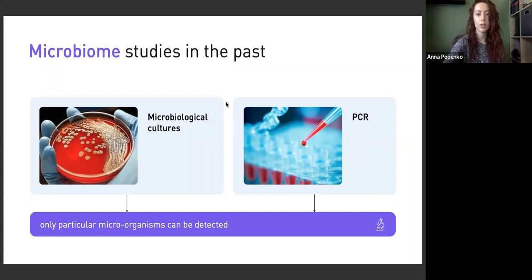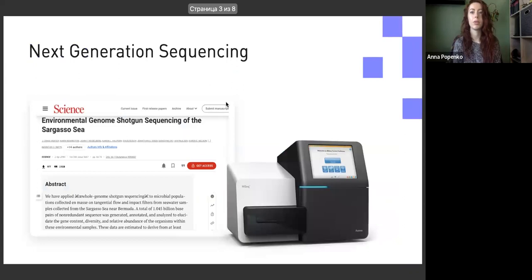So the new era in microbiome research started with next generation sequencing. NGS machines do the following thing. You take the sample, you take all the DNA from the sample, and you get the sequencing of this DNA. Thus, it is not dependent on growing something or having particular targets. You can see the whole diversity.